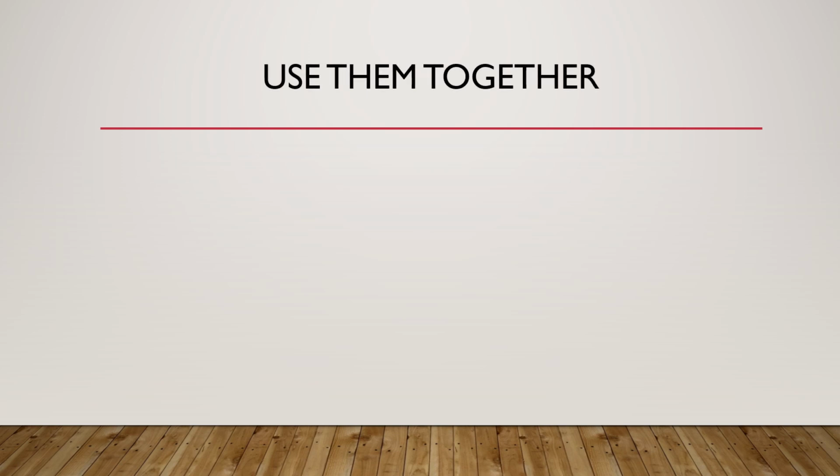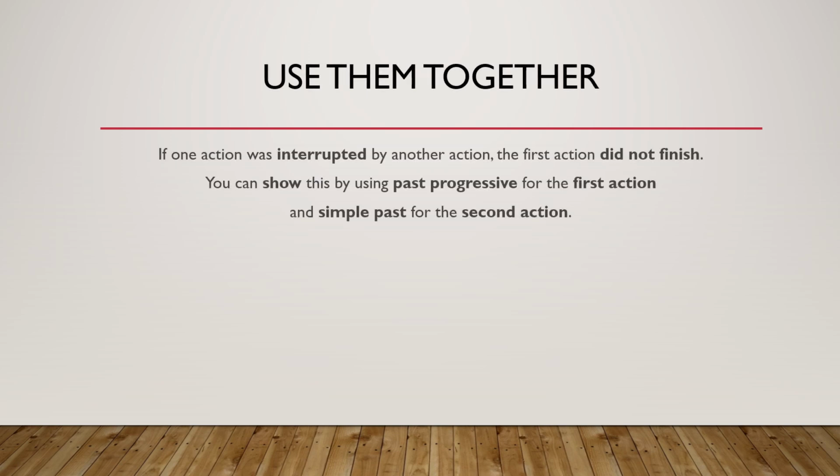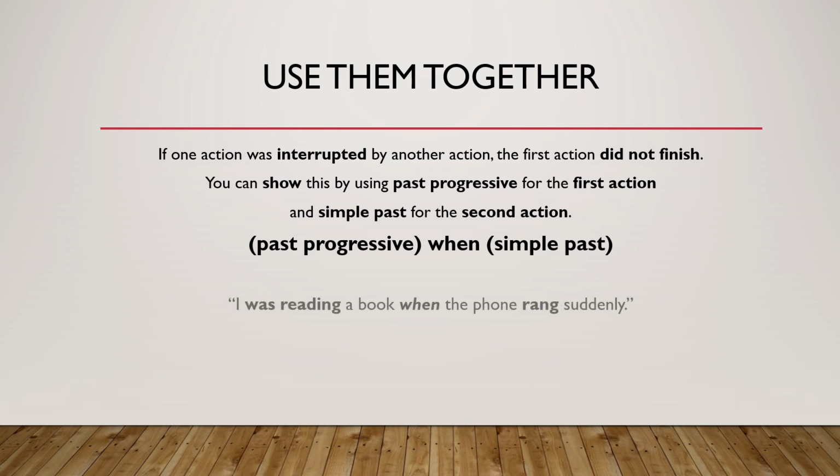You can also use them together. If one action was interrupted or stopped by another action, the first action did not finish. You can show this by using past progressive for the first action and simple past for the second action. Past progressive, when, simple past. I was reading a book when the phone rang suddenly.